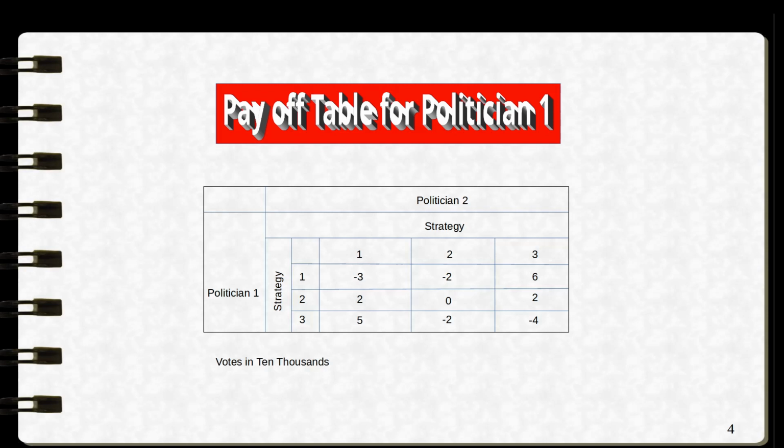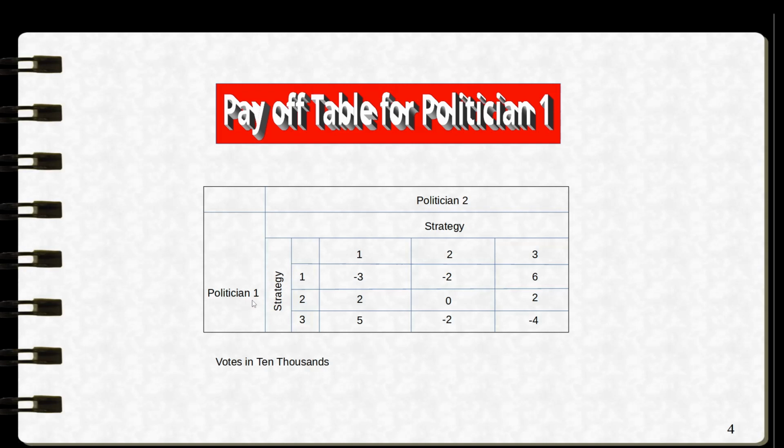Now, let's take the payoff table of politician 1. It shows how much vote politician 1 is likely to get in case he chooses a strategy. This also has the strategy of politician 2. If politician 1 takes strategy 1 and politician 2 also takes strategy 1, politician 1 stands to lose 30,000 votes. The votes here are in multiples of 10,000.